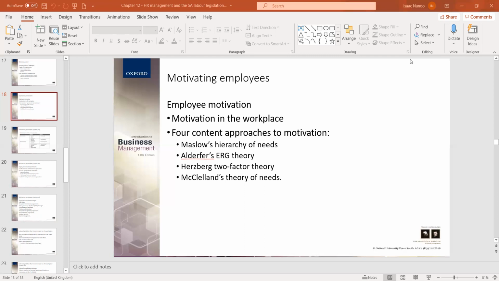Maintenance factors or aspects of the company may include the organizational policy, the administration, the equipment, the supervision, the interpersonal relationship with colleagues and supervisors, the salary, the status, the working conditions, and the job security. All these things may have some influence, but may not necessarily be motivational factors for the individual, but they are working environment factors that are needed to also inspire.